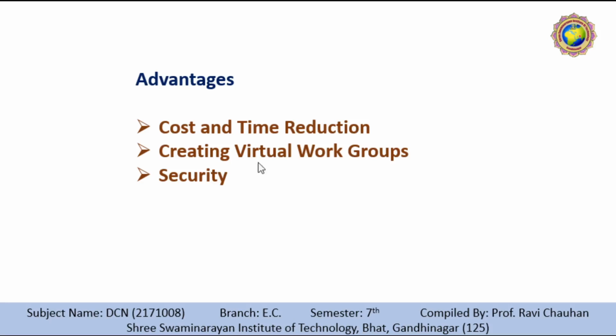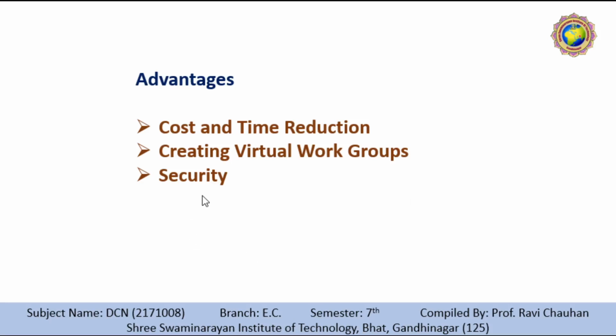Second is creating a virtual work group. VLANs can be used to create a virtual work group. For example, in a campus environment, professors working on the same project can send a broadcast message to one another without the necessity of belonging to the same department. This can reduce the traffic if the multicasting capability of IP was previously used.